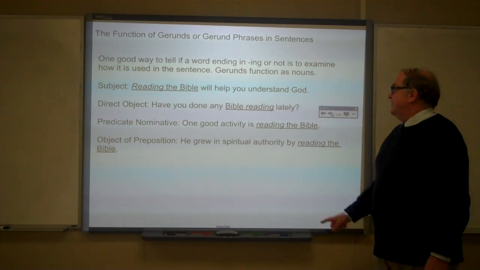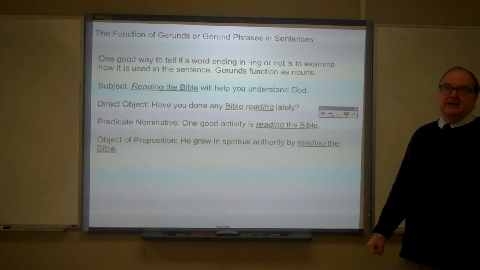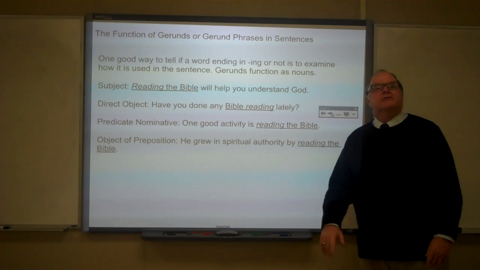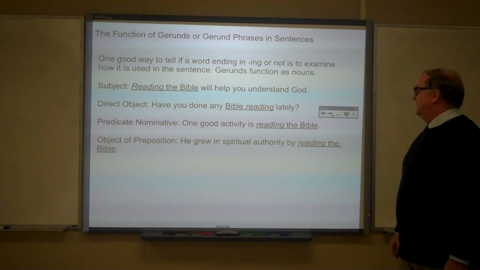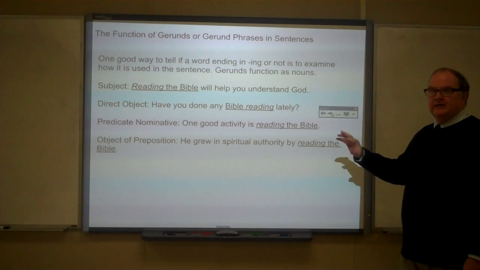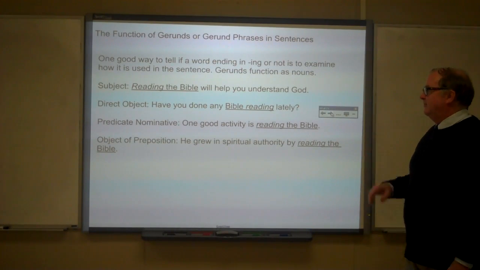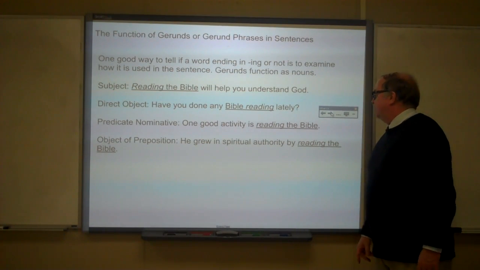Object of preposition: he grew in spiritual authority by reading the Bible. We've already seen gerunds in a couple of prepositional phrases. Here we have another one. Again, reading is the object of the preposition by. Reading the Bible is the whole gerund phrase.